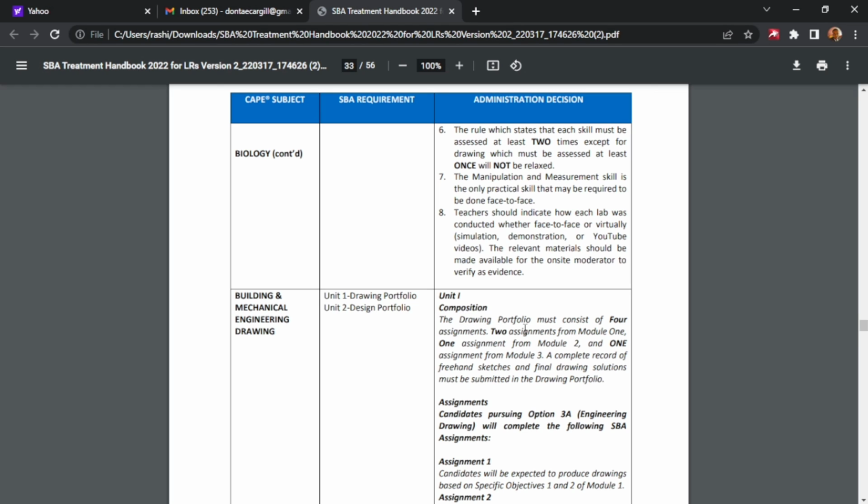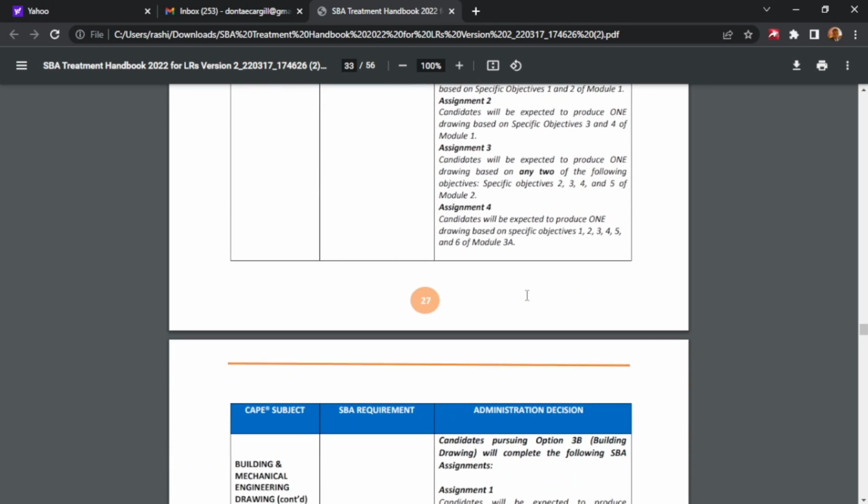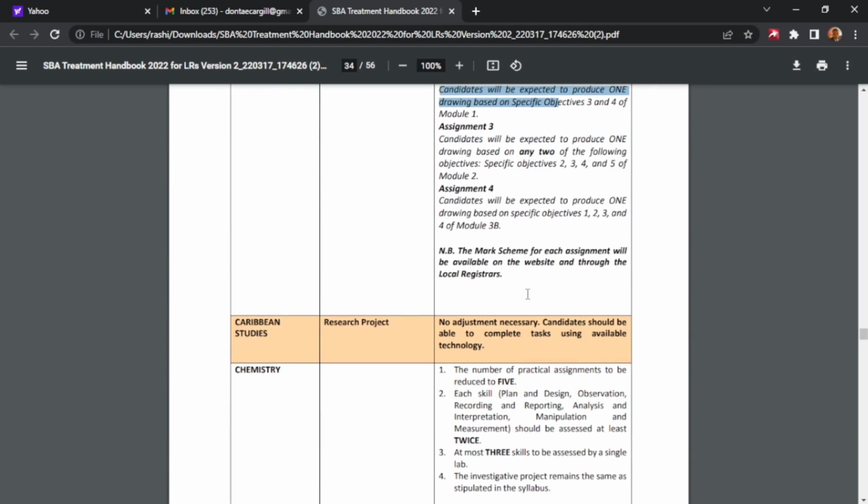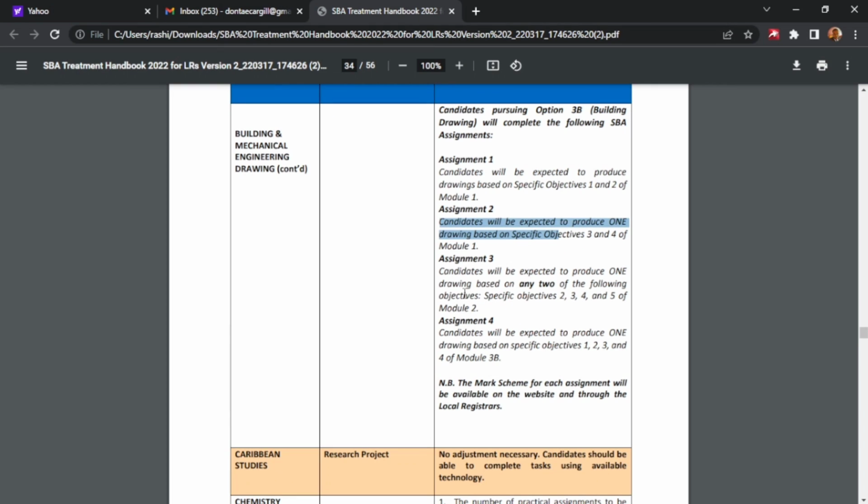So it says the drawing portfolio must consist of 4 assignments: 2 assignments from module 1, which I just discussed, 1 assignment from module 2, and 1 assignment from module 3. A complete record of freehand sketches, so you should have the sketches as well. And your final drawing solutions must be submitted in the drawing portfolio. Good. Alright, so then now the next assignment is going to be this assignment right here.